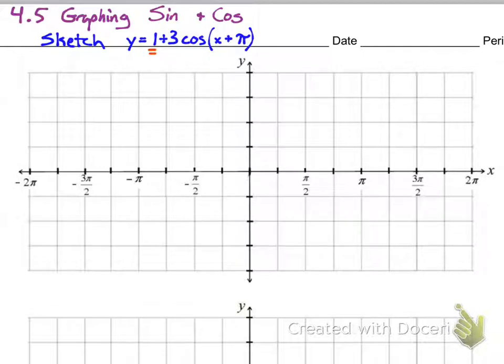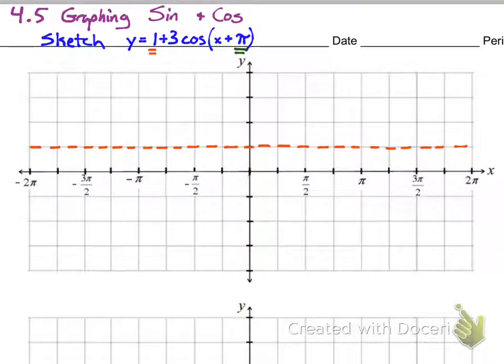So first thing I want to do is you see that the center line is 1. That's because we add 1 to the output of the function. So I'm going to draw my center line right there. The amplitude needs to come from there, and that's just the center of the function.